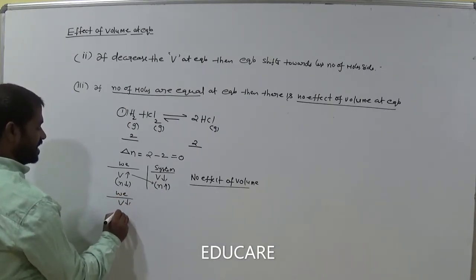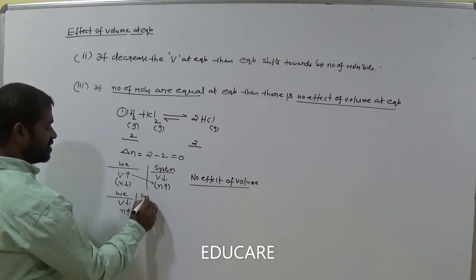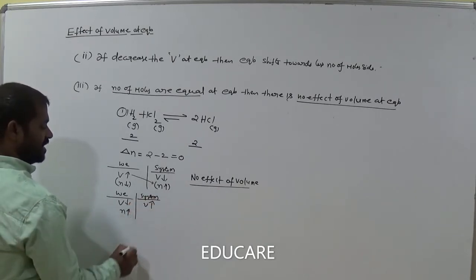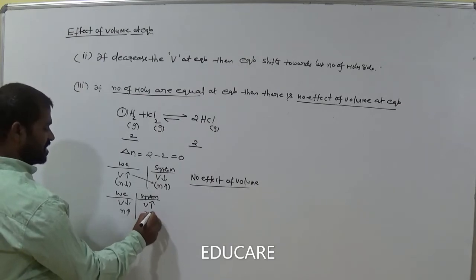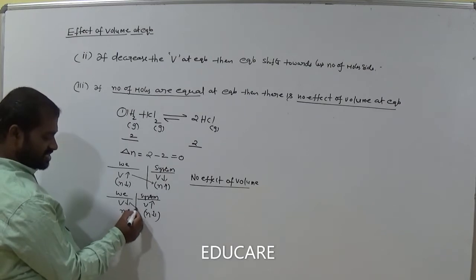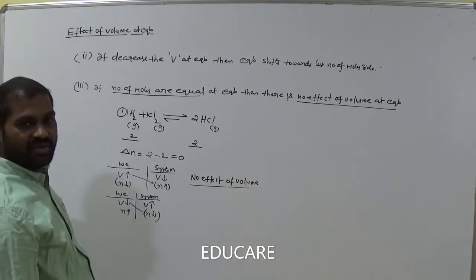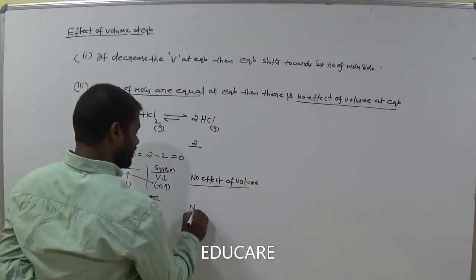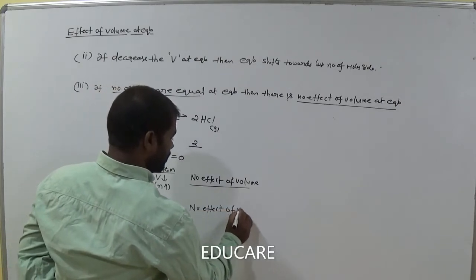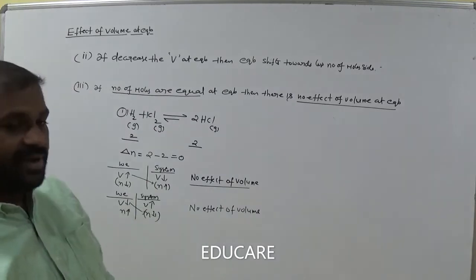Decreasing the volume means the pressure increases. Now the system tries to increase the volume, which means the number of moles decreases. Now the equilibrium position moves towards the side with fewer moles. But in the above equilibrium there is no such side, so here also there is no effect of volume, whether it decreases or increases, when the number of moles is equal.